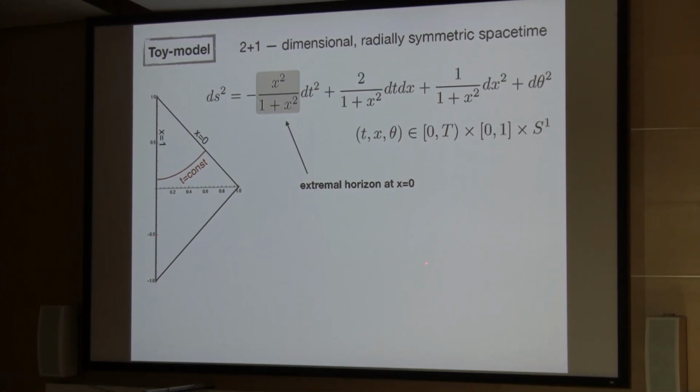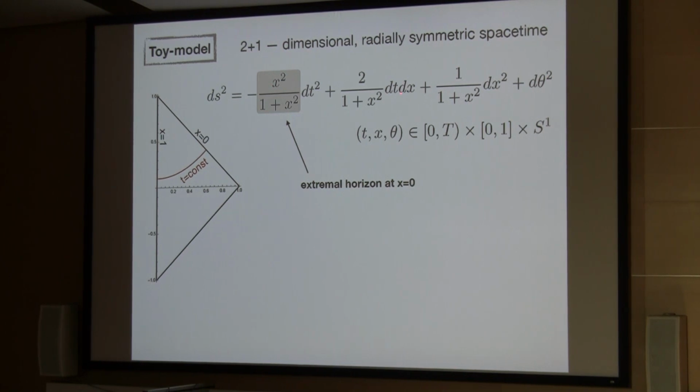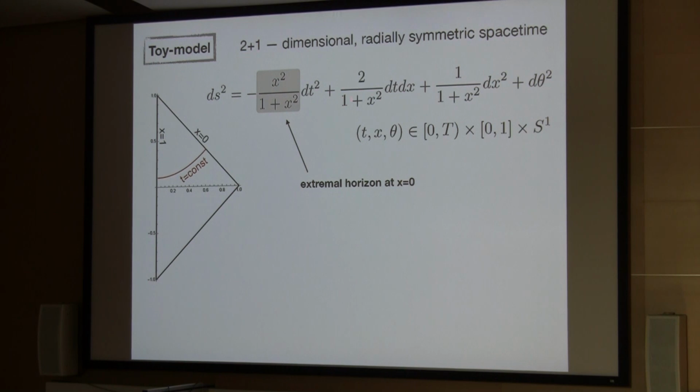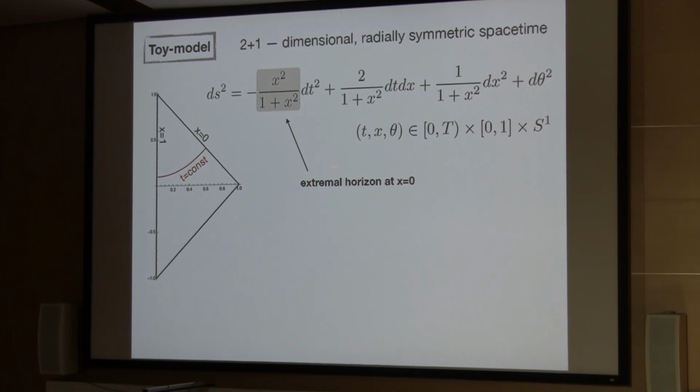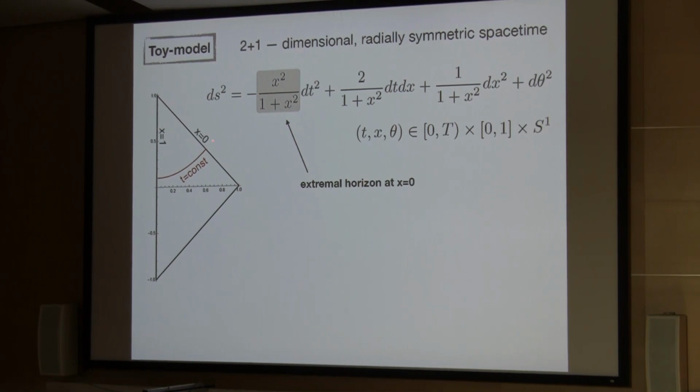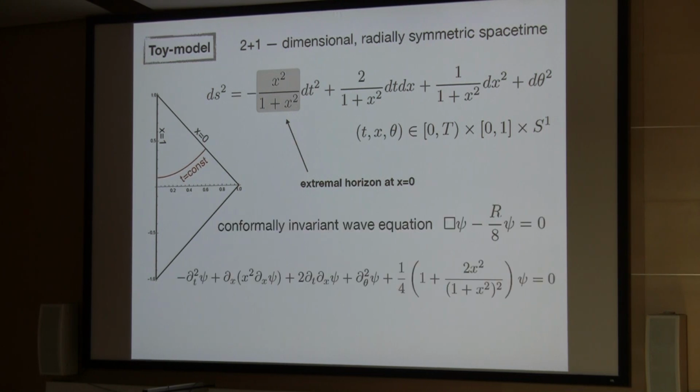The toy model consists of a 2+1 dimensional spacetime given by this metric element. In particular, you can see that due to a square here, there is an extremal horizon at x equal to 0. And also we have the boundary at x equal to 1. So this is our spacetime. The foliation looks more or less like this. So it's a hyperboloidal foliation.